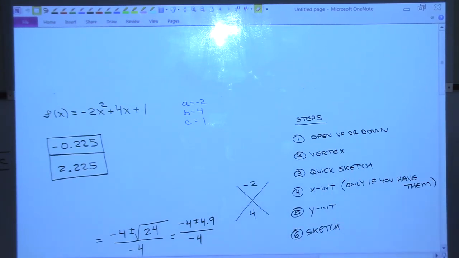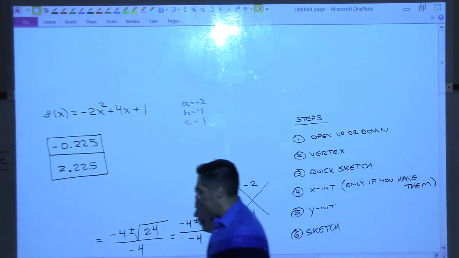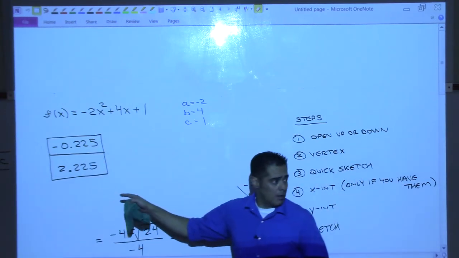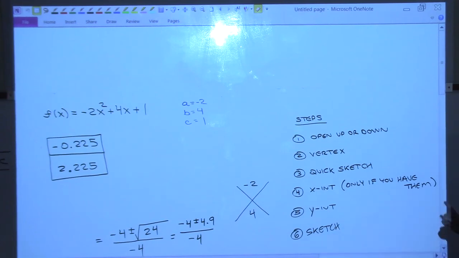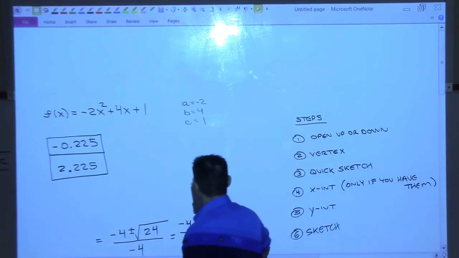All right, so those are our two x-intercepts. And we will deal with those in a second, all right? When we do our final sketch, we'll use those numbers. But we're going to move on to step 5. So step 5, we want to find the y-intercept.